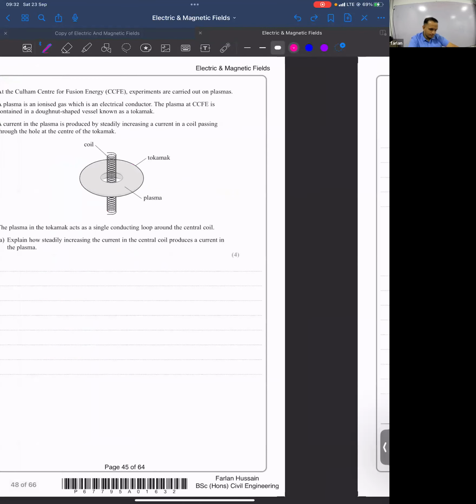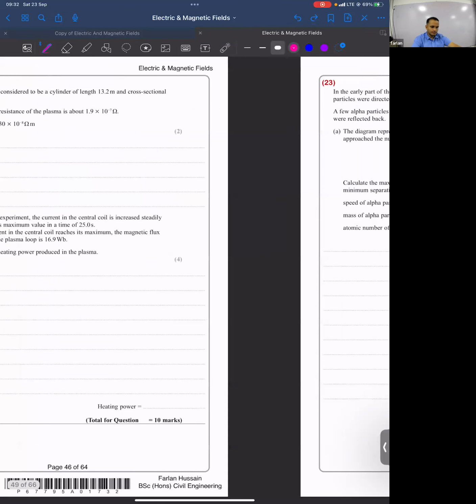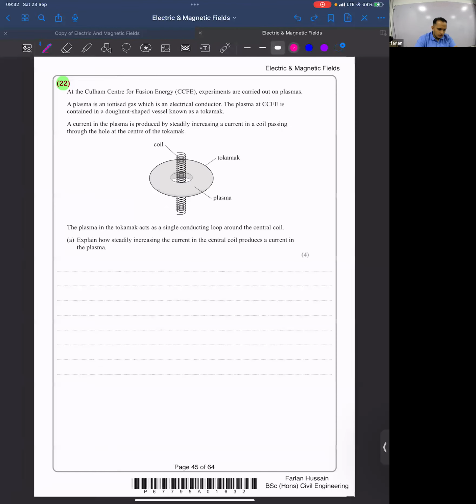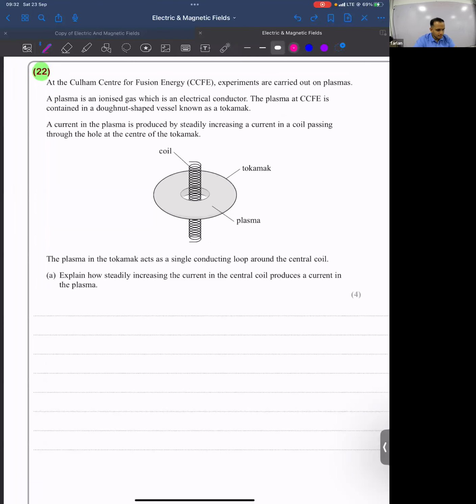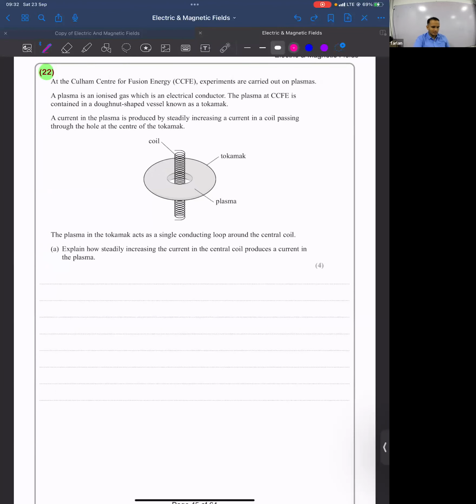Question 22. At the Culham Centre for Fusion Energy, CCFE, experiments are carried out on plasmas. A plasma is an ionized gas which is an electrical conductor. The plasma is contained in a donut-shaped vessel known as a tokamak.